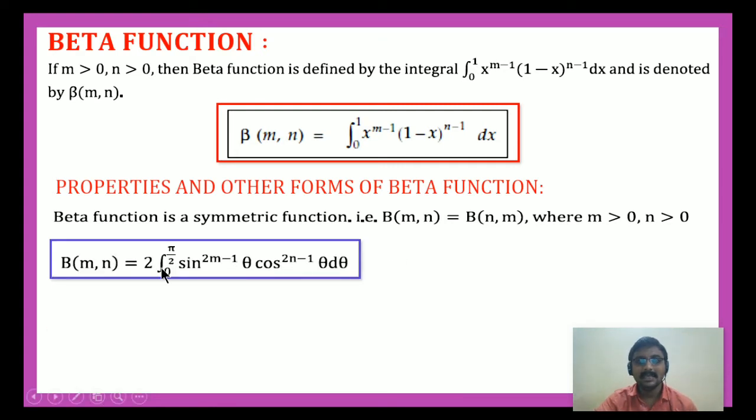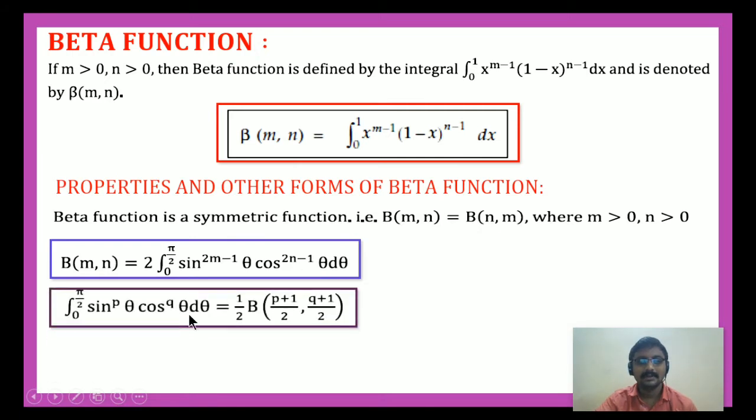Beta of m, n is 2 into the integral of 0 to pi by 2 sine power 2m minus 1 theta cos power 2n minus 1 theta d theta. So it is another form of beta function. Using this, let 2m minus 1 be some p and 2n minus 1 be some q. Then the integral 0 to pi by 2 sine power p theta cos power q theta d theta is half into beta of (p plus 1) by 2 comma (q plus 1) by 2.